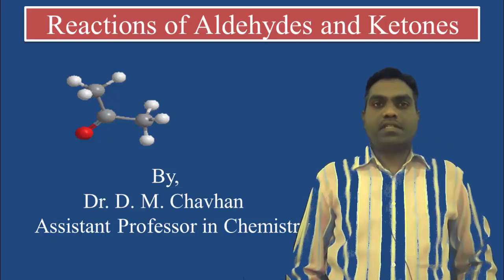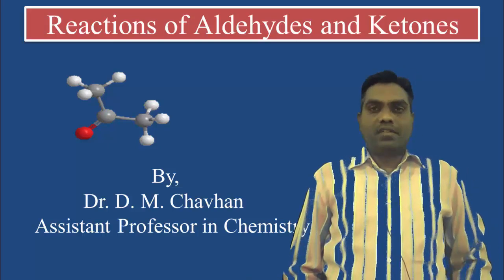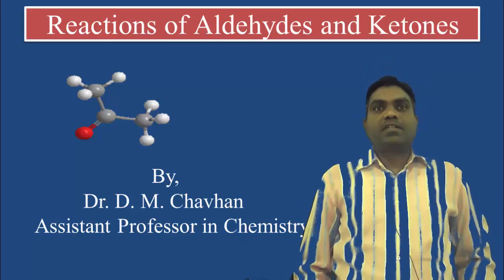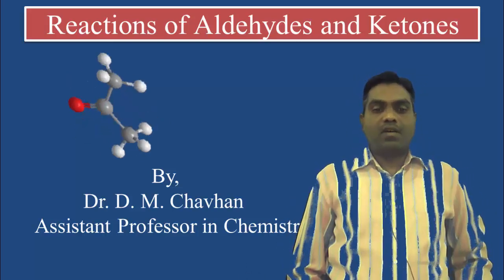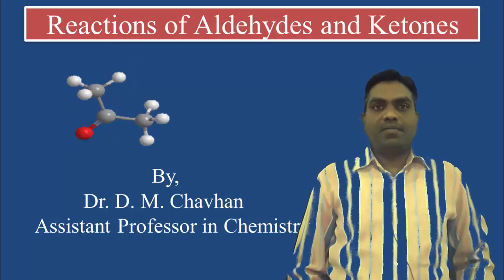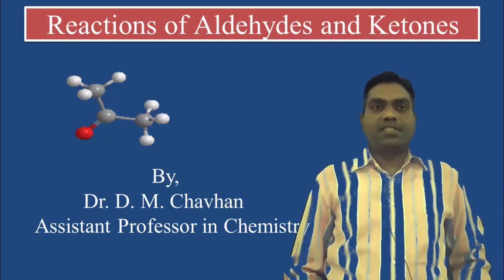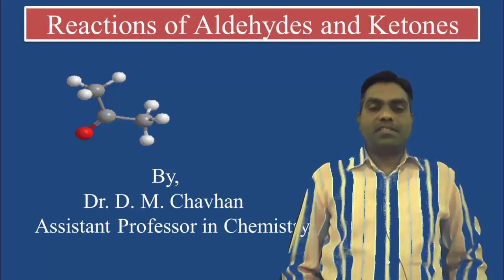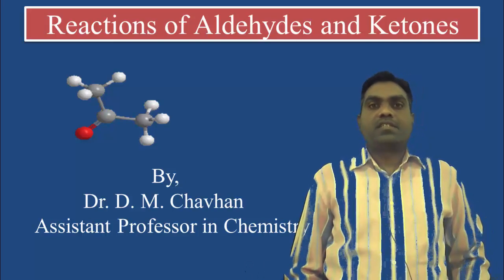Dear friends, in the previous lecture we discussed aldehydes and ketones, their preparation, their geometry, their polarity, the acidity of the alpha hydrogen atom, and their structure. In this lecture, we discuss the reactions of aldehydes and ketones. The reactions of aldehydes and ketones are also known as name reactions. As these name reactions are of different types, we discuss some of them. These name reactions are very important from the synthetic point of view. So, we discuss them one by one.